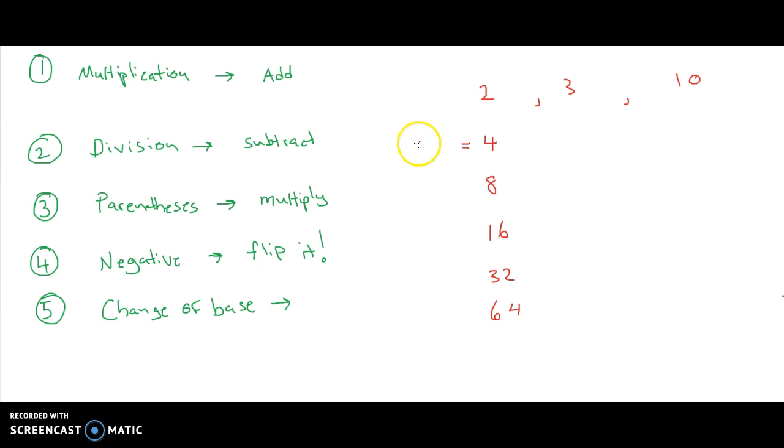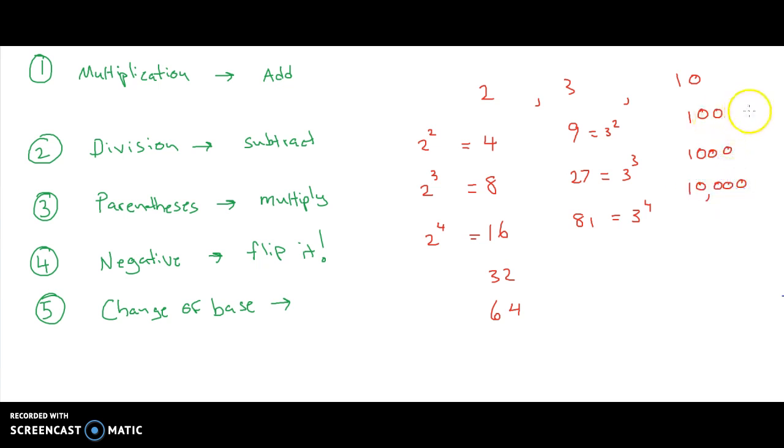4 is just 2 squared, 8 is just 2 cubed, 16 is 2 to the 4th, and so on and so forth. And the same thing goes with the 3. The next ones would be 9, 27, 81. I can't do mental calculations beyond that, but 9 is the same thing as 3 squared, because 3 times 3 is 9. 27 is the same thing as 3 cubed, because 3 times 3 times 3 is 27, and so forth. And likewise with 10: 100, 1,000, 10,000. 100 is just 10 squared, 1,000 is 10 cubed, and so on.